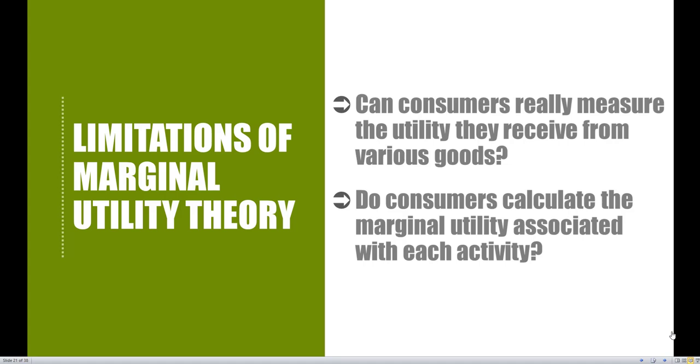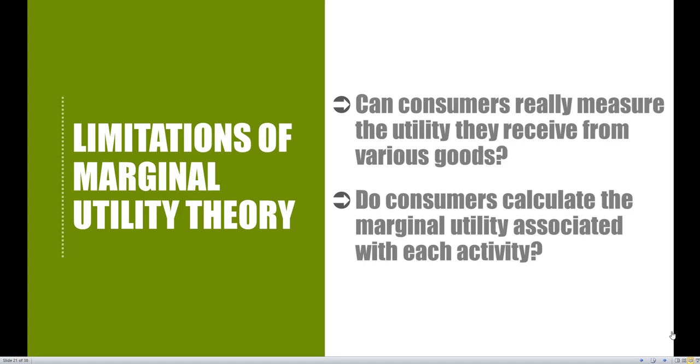First of all, can consumers really measure the utility they receive from various goods? We learned that utility was just an arbitrary measure. But in real life, do you ever go out and say, hey, this gives me X amount of utility? Do you go out with a group of friends to dinner and say, this plate of food is going to give me exactly 250 units of utility or satisfaction? The answer is no, because if we did, we probably wouldn't have any friends at all. So when we do an action or buy a certain good or service, we really don't think about the utility that's accruing to us right then and there.